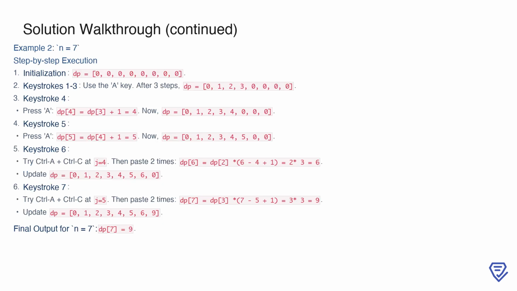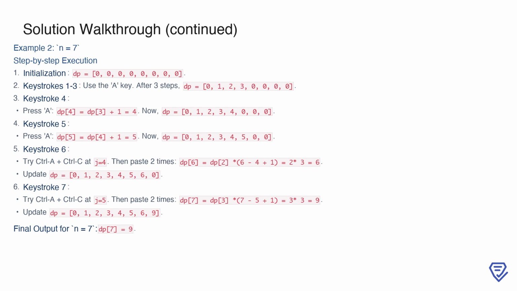Now, let's explore the case where n equals 7. First, we initialize our dp array as 0, 0, 0, 0, 0, 0, 0, 0. For the first 3 keystrokes, we simply press A, resulting in dp[1] equals 1, dp[2] equals 2, and dp[3] equals 3. At this stage, the array becomes 0, 1, 2, 3, 0, 0, 0, 0. For the fourth keystroke, pressing A gives us dp[4] equals 4.